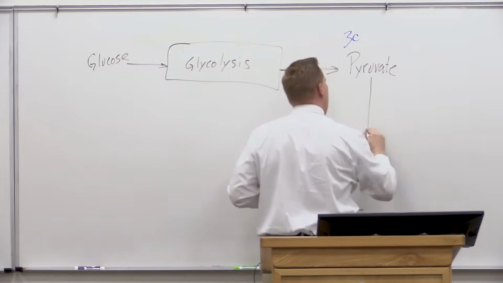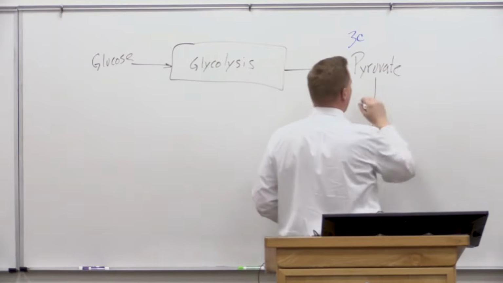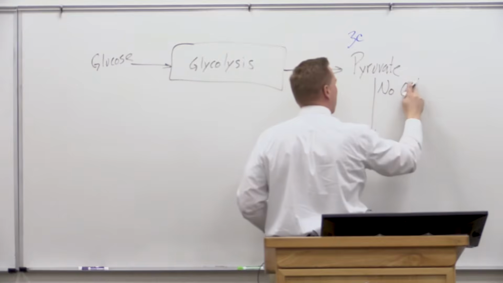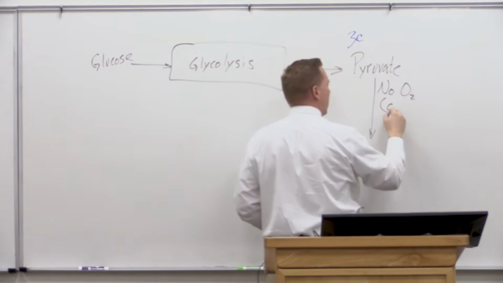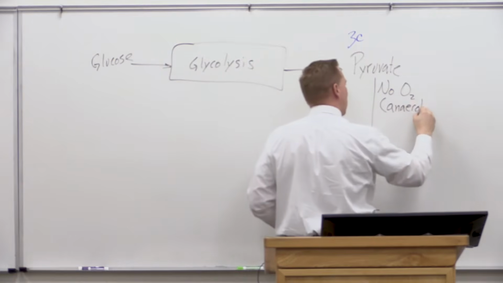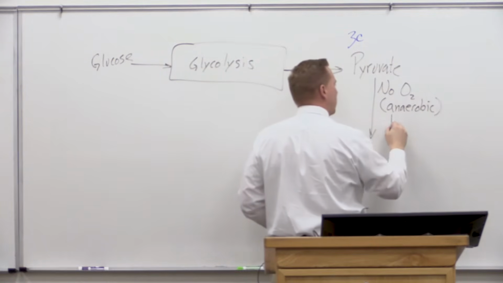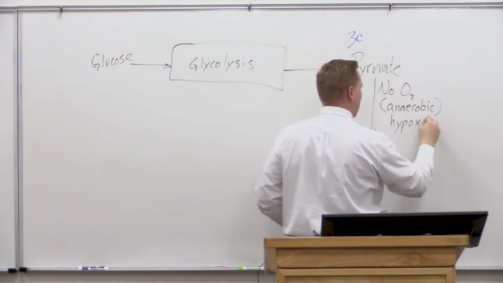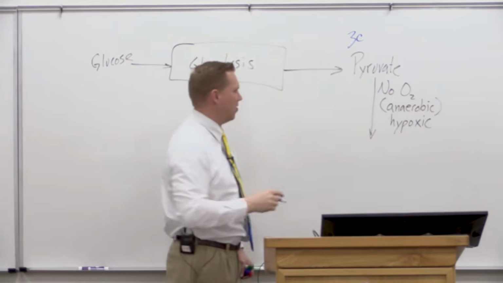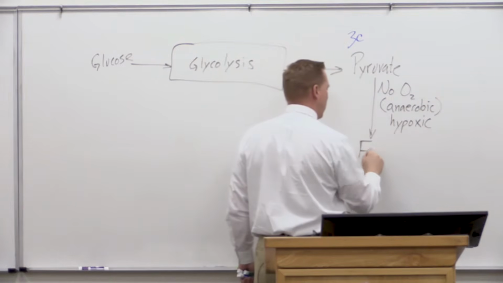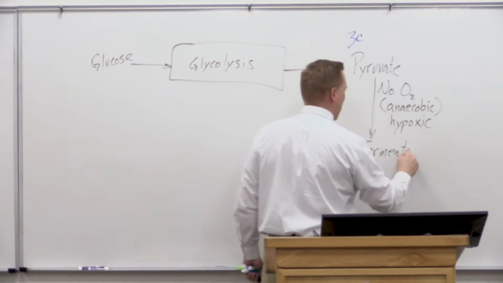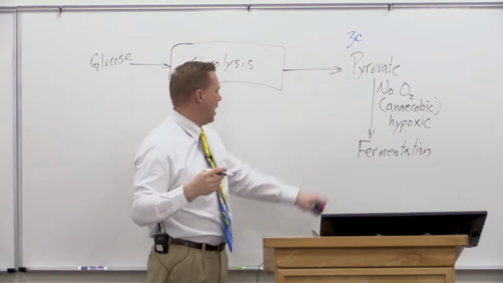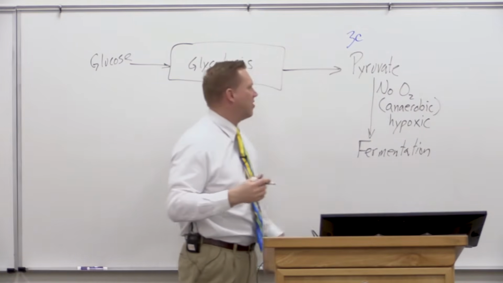That if we had no oxygen, so no O2, by the way, we would call that anaerobic conditions. Anaerobic. Or you'll sometimes hear it called hypoxic conditions or low oxygen conditions. And if we did that, then we went into some of our fermentation pathways. So we had alcohol fermentation, or we had lactate fermentation, and we discussed that.